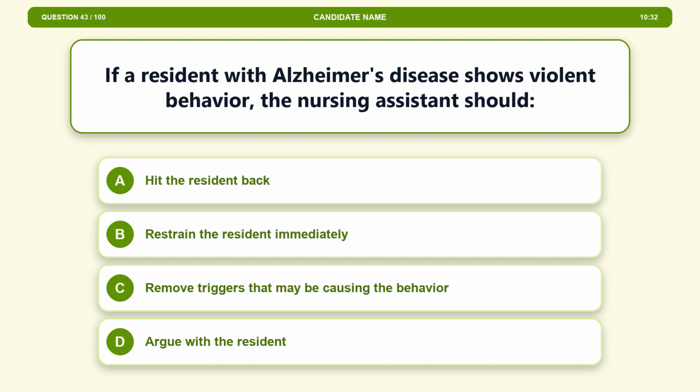Question 43. If a resident with Alzheimer's disease shows violent behavior, the nursing assistant should: Option A. Hit the resident back. Option B. Restrain the resident immediately. Option C. Remove triggers that may be causing the behavior. Option D. Argue with the resident.